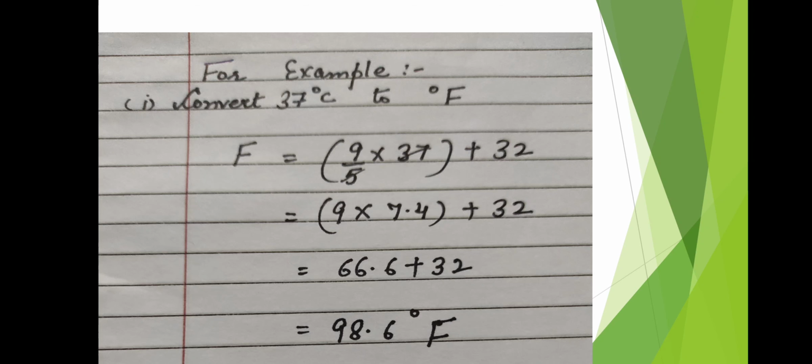For example, if we want to convert 37 degrees Celsius to degrees Fahrenheit, then we have to use this formula, that is 9 by 5 into Celsius plus 32. 9 by 5 into 37, which is equal to 9 into 7.4, becomes 66.6, plus 32, that is equal to 98.6 degrees Fahrenheit. So 37 degrees Celsius is equal to 98.6 degrees Fahrenheit. So I hope that you understand this conversion and the whole topic.